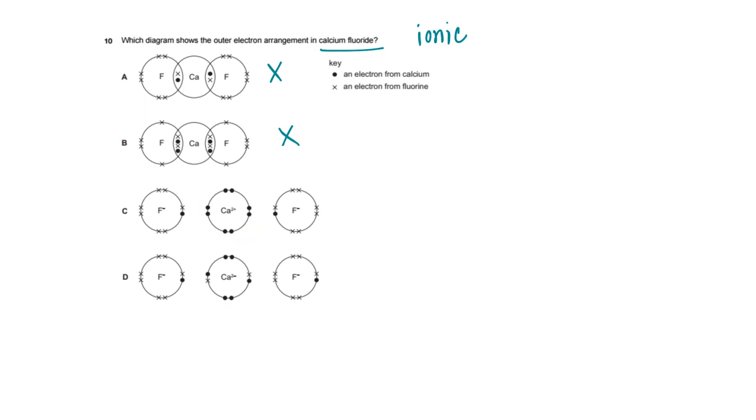Okay, I think the diagram's a bit confusing. They're the inner electrons of calcium and the outer orbital's 2. One's here, one's here. So C is the correct answer.